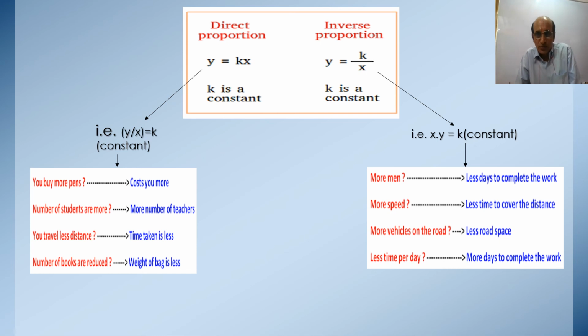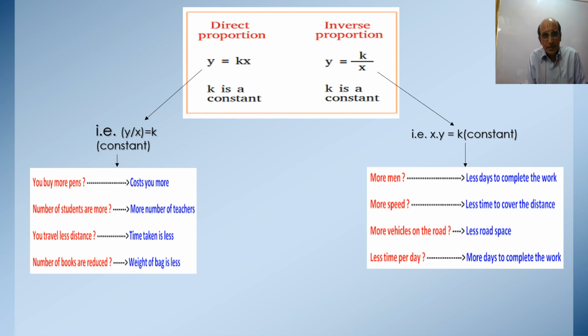So many examples. Similarly, for inverse proportion, to perform a particular work, if the number of men increases, the number of days to complete the work will decrease. Further, to travel a particular distance, if speed is increased, less time will be required. So in this way we can have a number of examples of inverse and direct proportion.